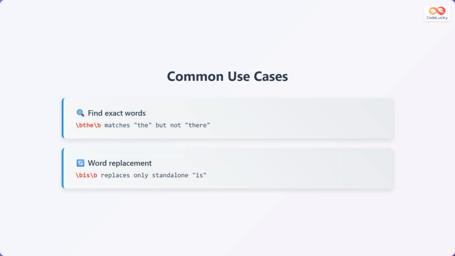Word boundaries are useful in many scenarios. One common use case is to find exact words in a text. For example, \bthe\b matches the word the but not there or them. Another use case is for word replacement. If you want to replace only standalone occurrences of a word, such as is, you can use \bis\b to ensure you're not modifying words like this or his.